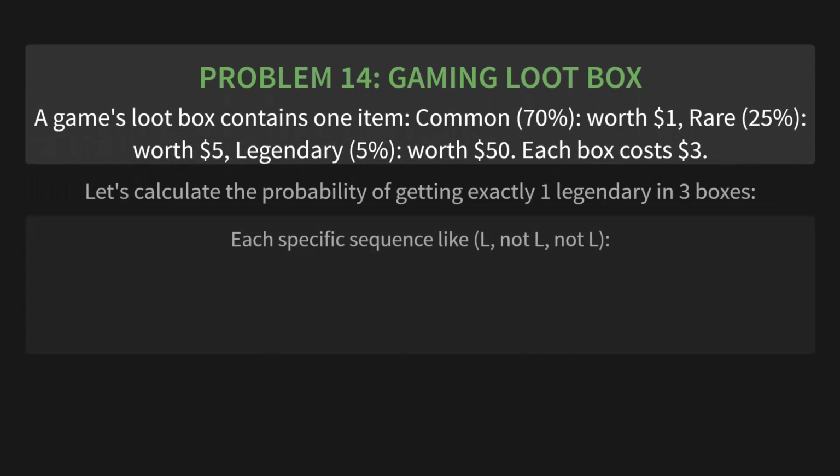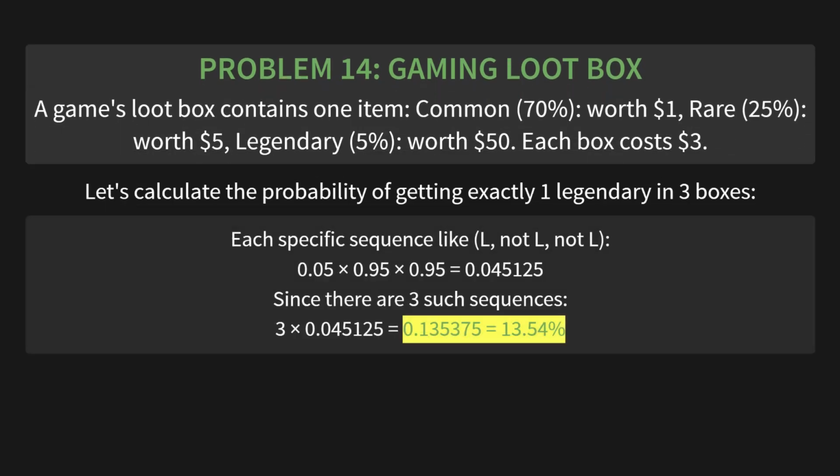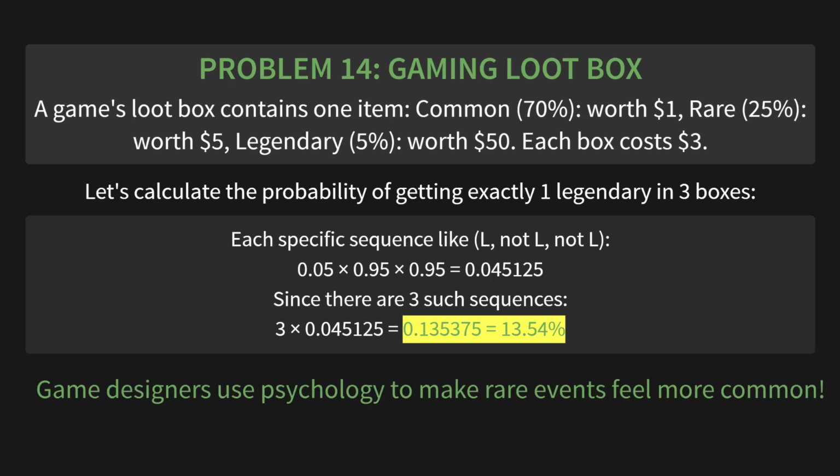So here's the dark psychology of loot boxes. Yes, they might have positive expected value. Yes, you'd profit in the long run. But those legendary items? They're engineered to be just rare enough to keep you hooked. The math says you'll win eventually, but eventually might be expensive. Remember, expected value is about the long run. In the short run, the house uses variance to keep you playing.